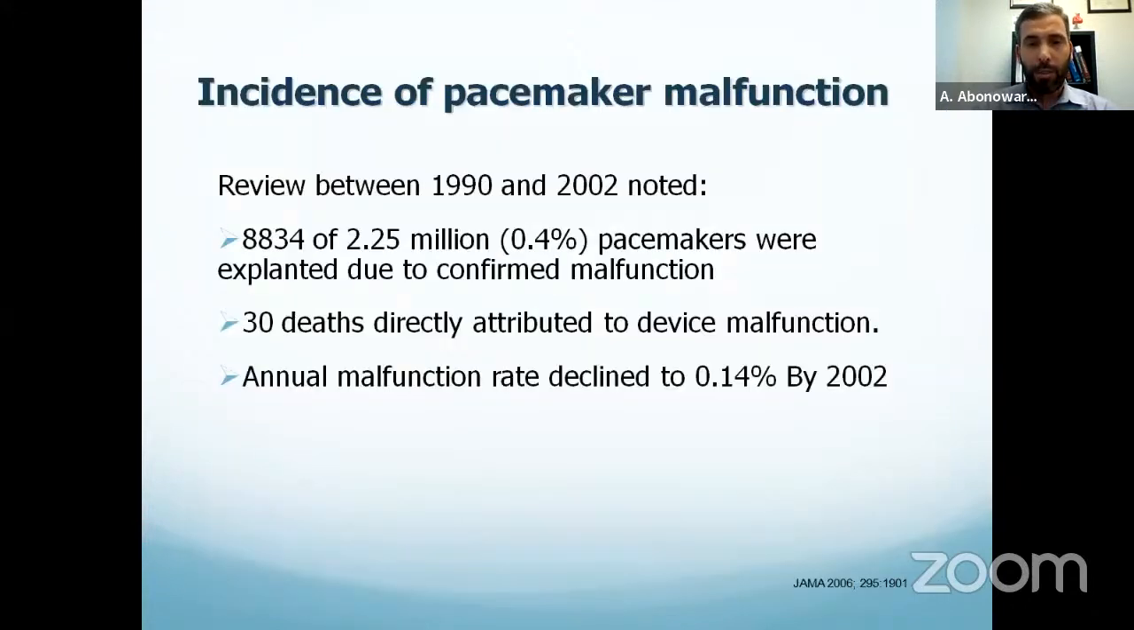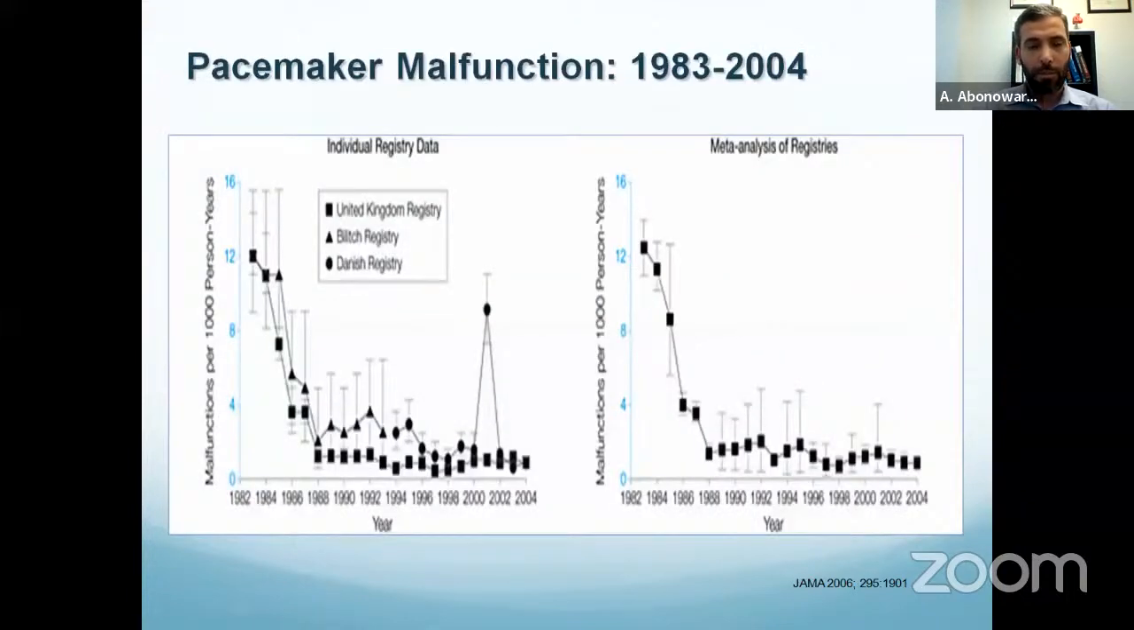Pacemaker malfunction complications can happen everywhere. This is an article from JAMA, and it seems a large number of patients were involved in this. And the complication rate and pacemaker malfunction up to 0.4%, with about 30 deaths directly attributed to the pacemaker malfunction. And this is old data from the 80s. These numbers most likely are way less now with the advanced technologies and techniques we have. And you can see the rate of complications was very, very high in the early 80s and went down dramatically by the end of the 1980s.